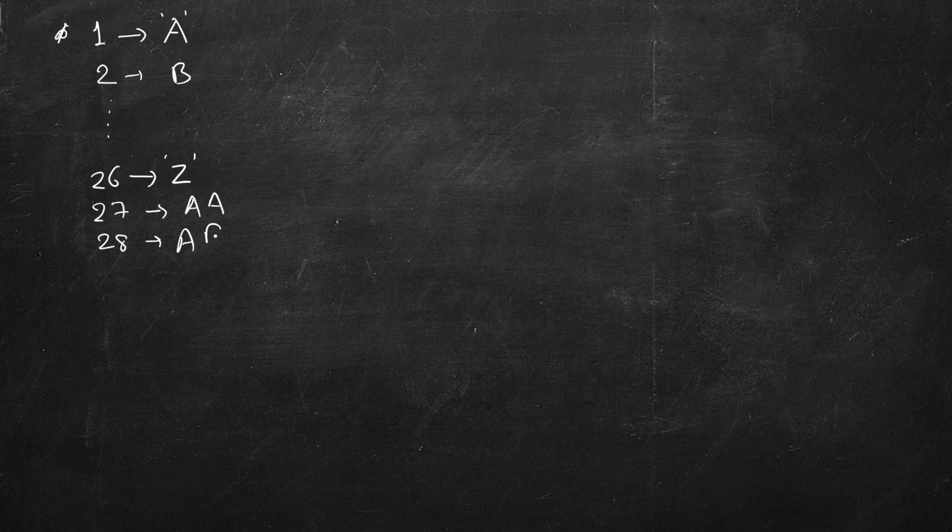If the input is 1, clearly the output should be A. If the input is 2, it should be B, and all the way up to 26, which is mapped to Z, all in capital letters. Then 27 is AA, 28 is AB. So A remains constant for the next 26 values, that is, till 52 it will be AZ. So we have to try to find some pattern here. How can we convert that? Then 53 is BA, then BB, and finally it will be BZ.